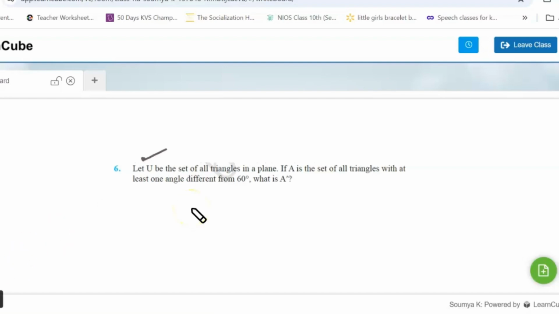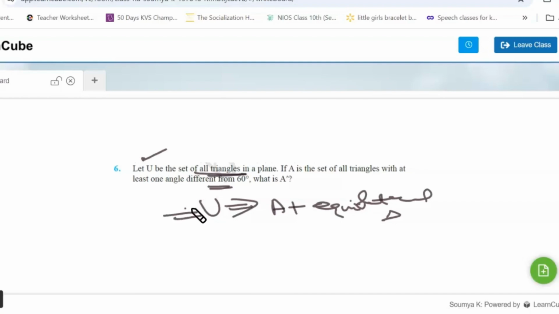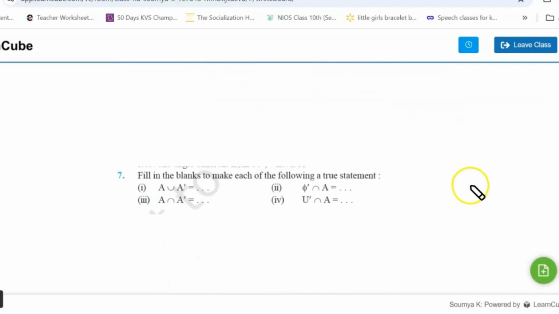U is the universal set where you have all the triangles. A is the set of triangles with at least one angle different from 60 degrees. So the universal set contains the A set plus the set where all the angles are 60 degrees, that is, equilateral triangles. So the universal set has a combination of both. It asks for what is A complement. A complement means the set of equilateral triangles where all the angles are 60 degrees. Okay, let's go to the next question, the 7th question.